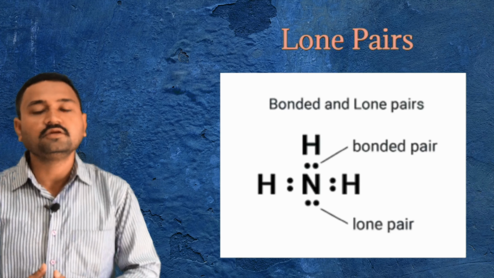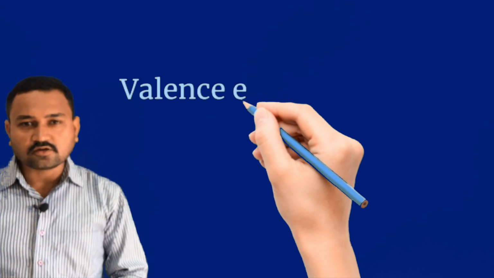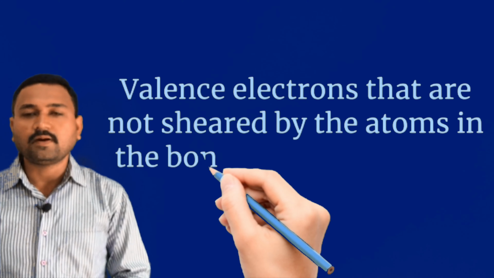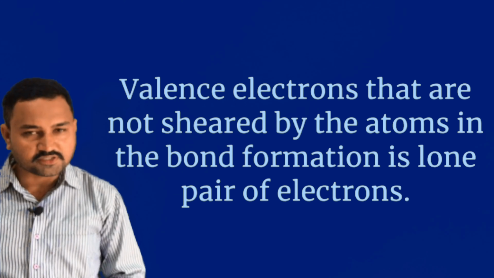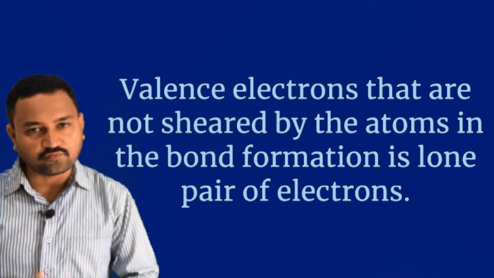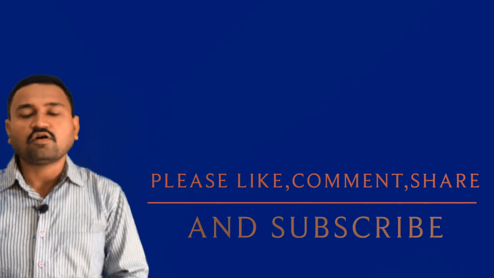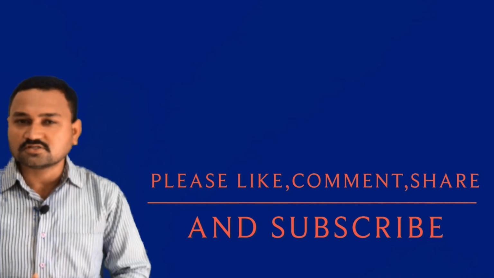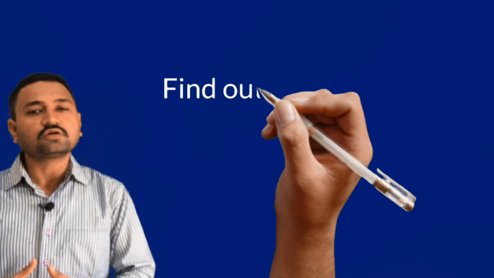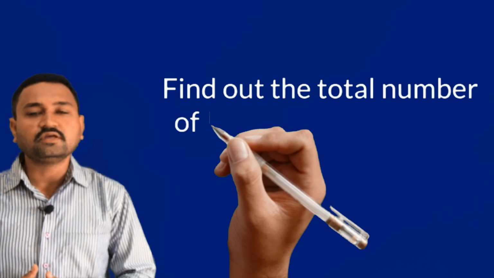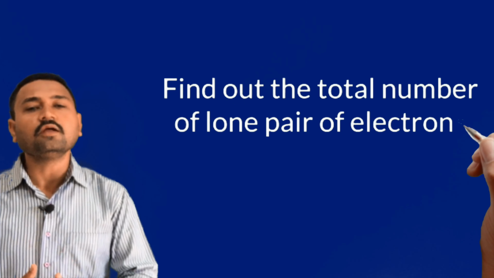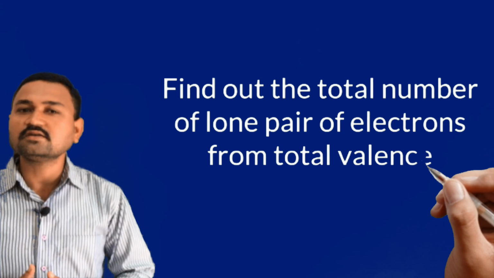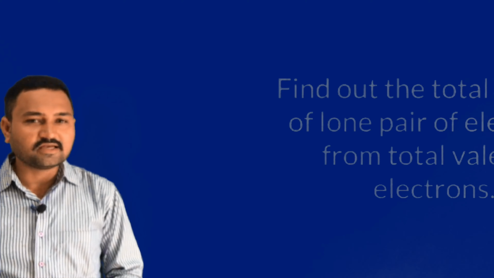Now let us consider the next term, that is nothing but the lone pair of electrons. We know that the valence electrons that are not shared by the atoms in bond formation are nothing but the lone pair of electrons. Generally, for identifying the type of hybridization of the central atom in the molecule, we will predict the total number of lone pairs of electrons on the atom on the basis of the total number of valence electrons present in that atom. Now let us consider the example.